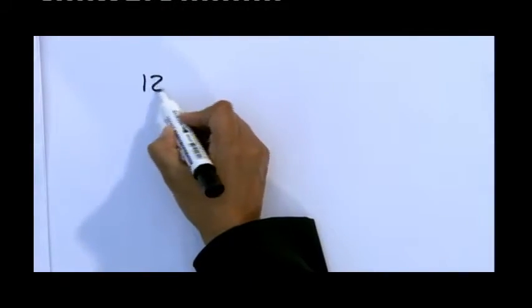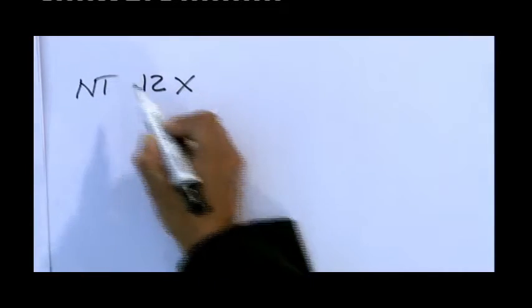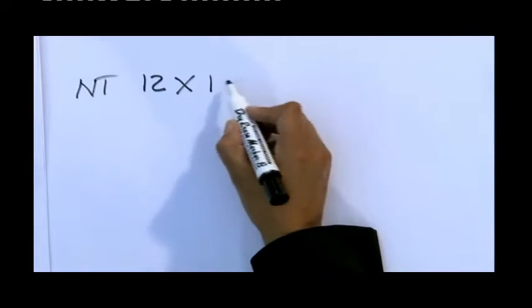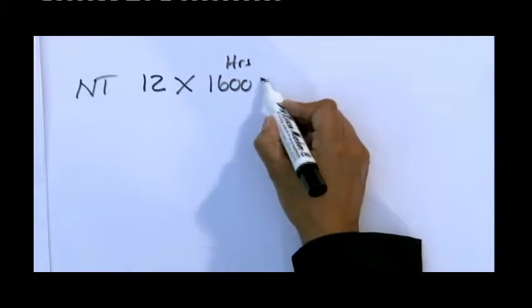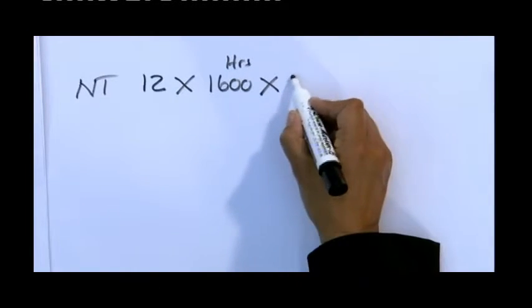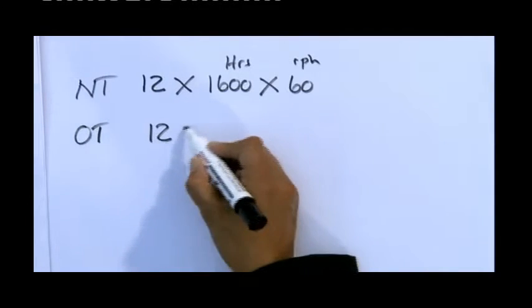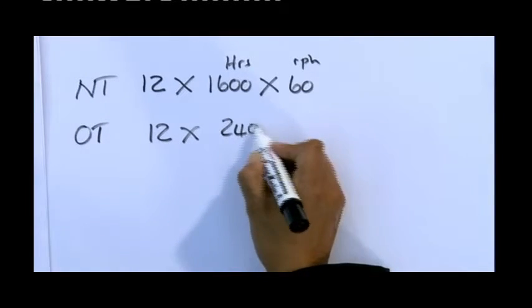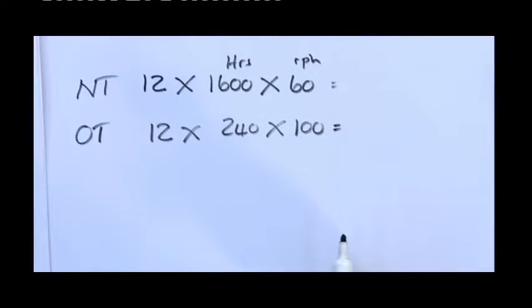So let's calculate that quickly. I'm going to take 12 employees. Okay, there are 12 people. For normal time, I'm going to say times 1,600 hours. That's workers, times rate per hour, 60 Rand. Then for overtime, 12 people worked 240 hours and the rate was 100 Rand. So that's how I'm going to work out those values.